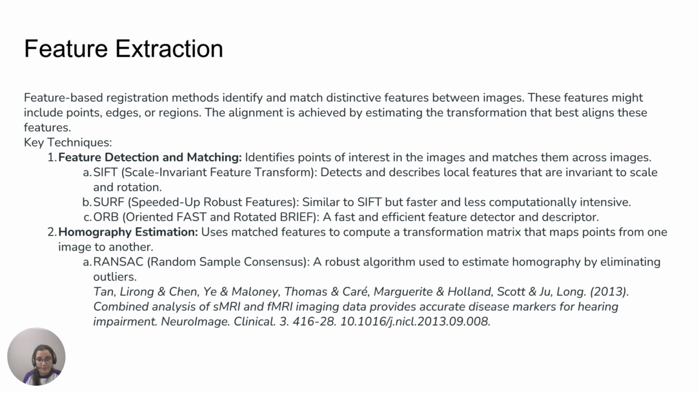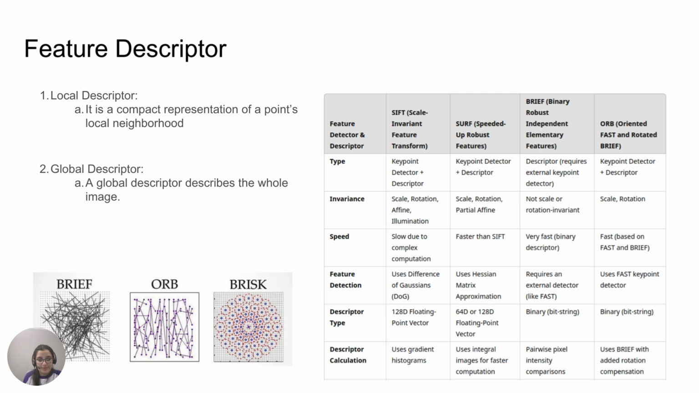I will first give you a brief overview of a feature descriptor. A feature descriptor is basically an algorithm that helps classify the features as feature vectors, which are basically number representations of the encodings. They are basically classified into two types. A local descriptor is a compact representation of the point's local neighborhood, whereas a global descriptor describes the whole image.